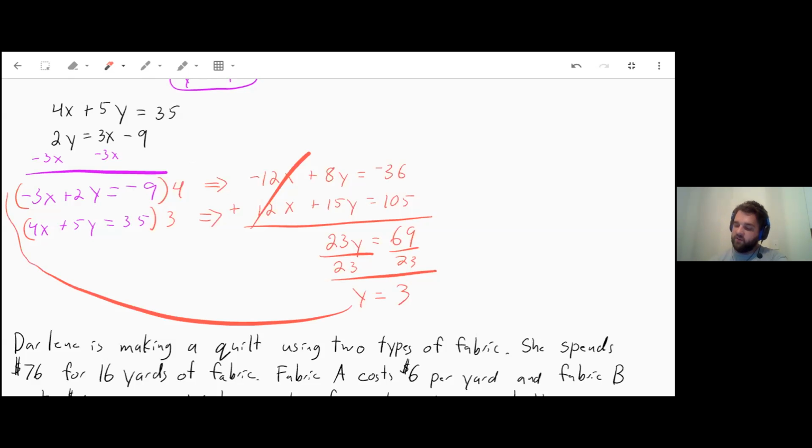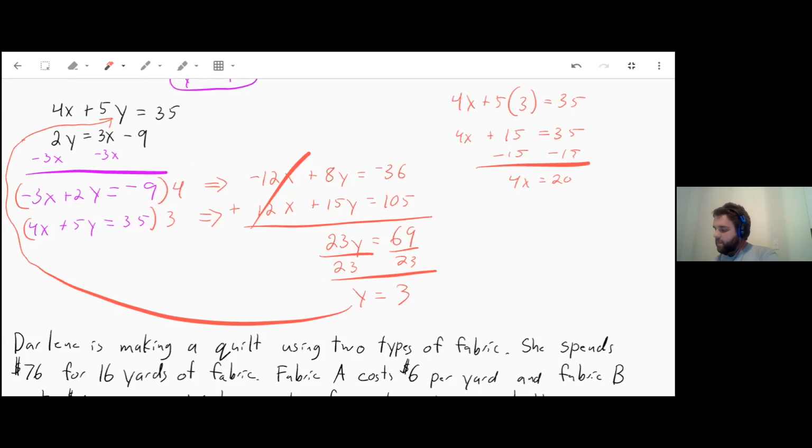Well, now since we know y is equal to 3, we can go and plug that into any of our equations from earlier. I'm probably going to go for this 5y here, just because multiplying by 5 seems kind of nice. So 4x plus 5 times 3 is equal to 35. Well, 5 times 3, that's 15, plus 4x equals 35. We can subtract the 15 from both sides, and we'll get 4x equals 20. Now we can divide both sides by 4, and we get x equals 5. So our final answer is x will equal 5, y will equal 3.